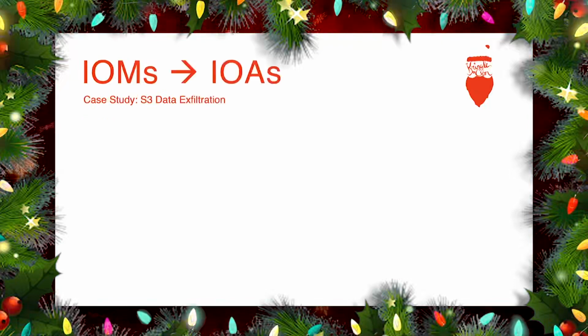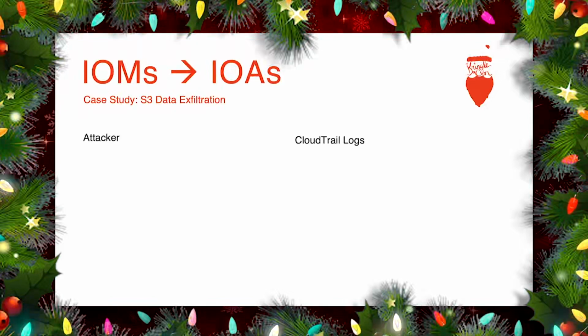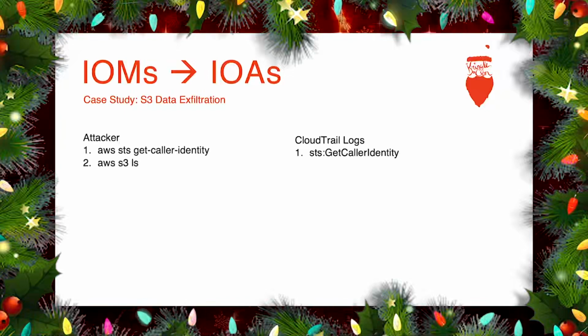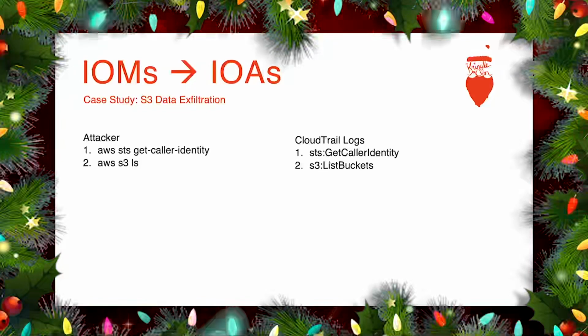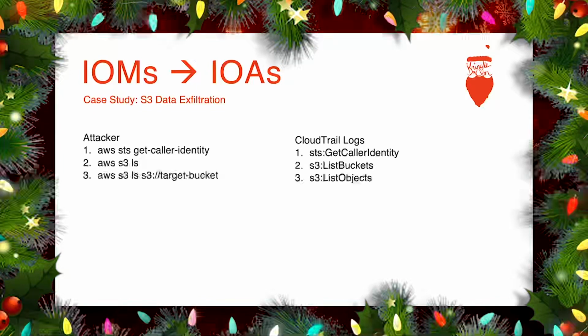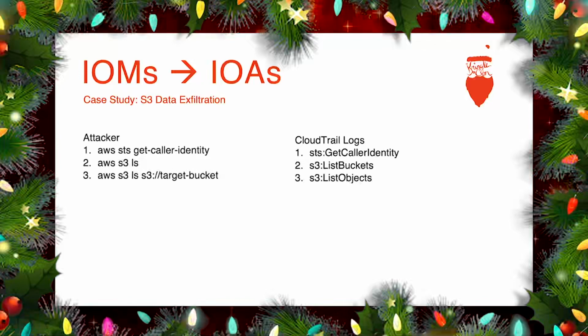For example, I'm going to do a case study on S3 data exfiltration and how the IOMs compare to the IOAs in this situation. So we're going to have an attacker and we're going to have CloudTrail logs of what the attacker's doing, essentially. They're going to start off with AWS STS get-caller-identity. We're going to see a GetCallerIdentity log. They're going to run aws s3 ls. We're going to see a ListBuckets log. They're going to list objects in a target bucket that they enumerated. We might see S3 ListObjects, depending on whether or not you have object level logging enabled.